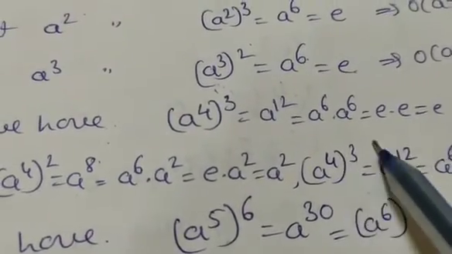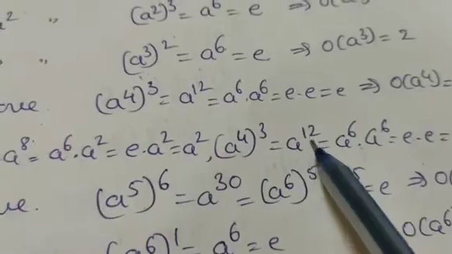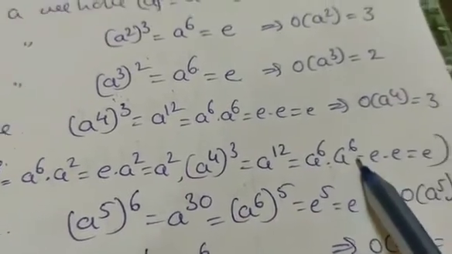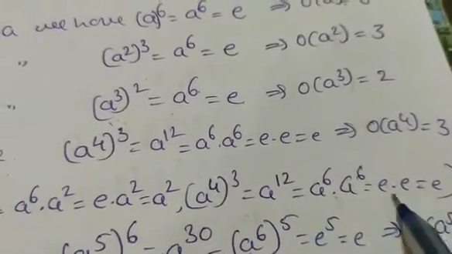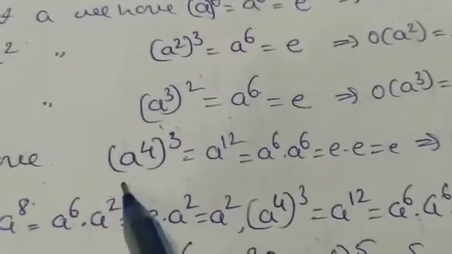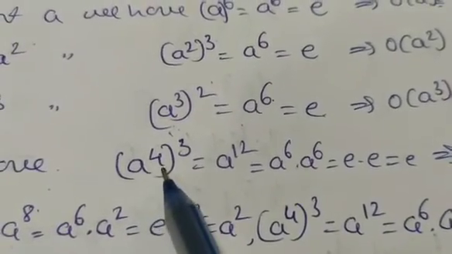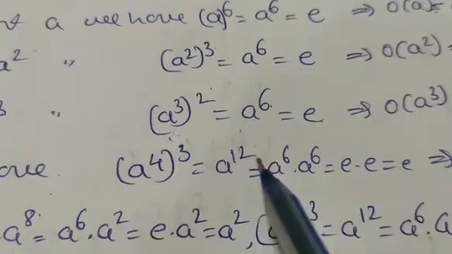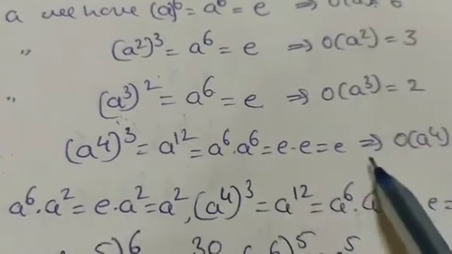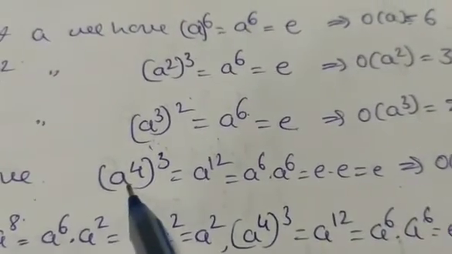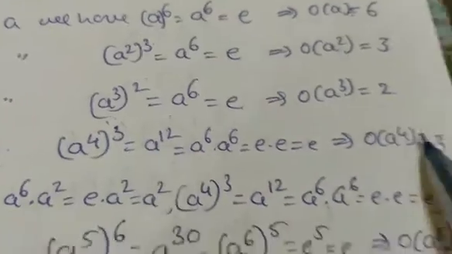Now a raised to 4 whole cube gives what here? A raised to 12. A raised to 12 means a raised to 6 into a raised to 6. And we know a raised to 6 is e. Therefore we can take a raised to 4 whole cube as a raised to 12. It is a raised to 6 into a raised to 6. It is equal to e. This implies here the order of a raised to 4 is 3.